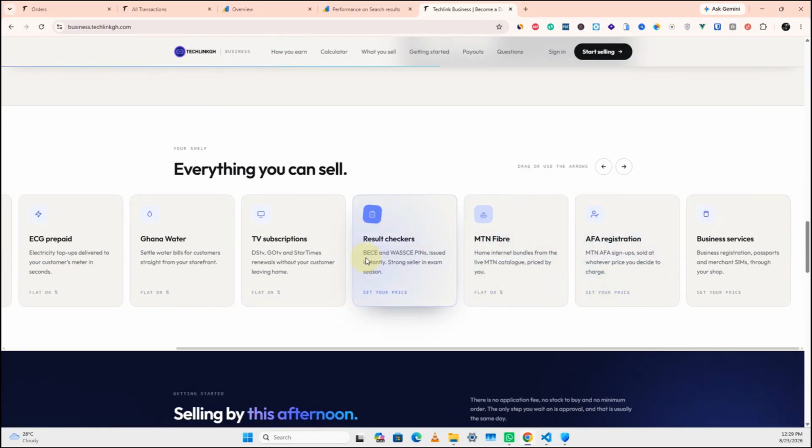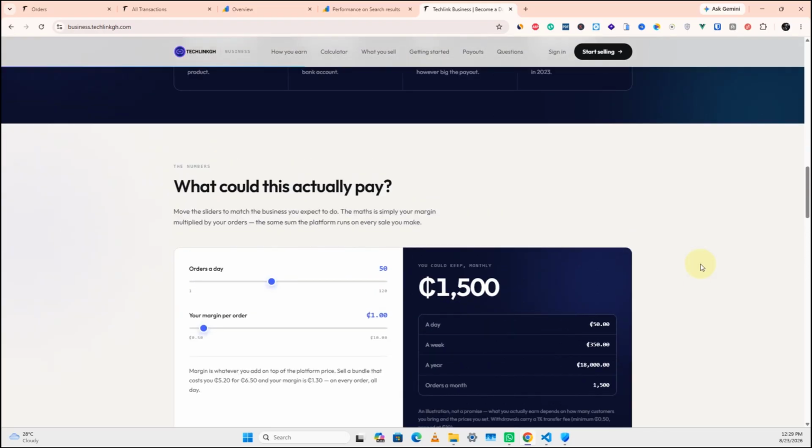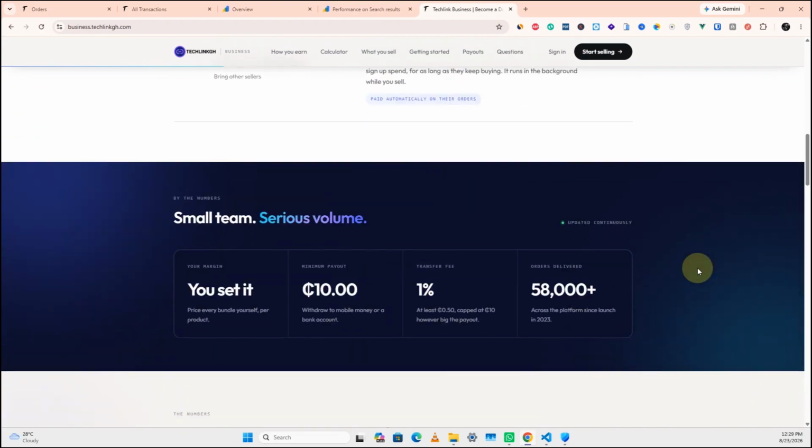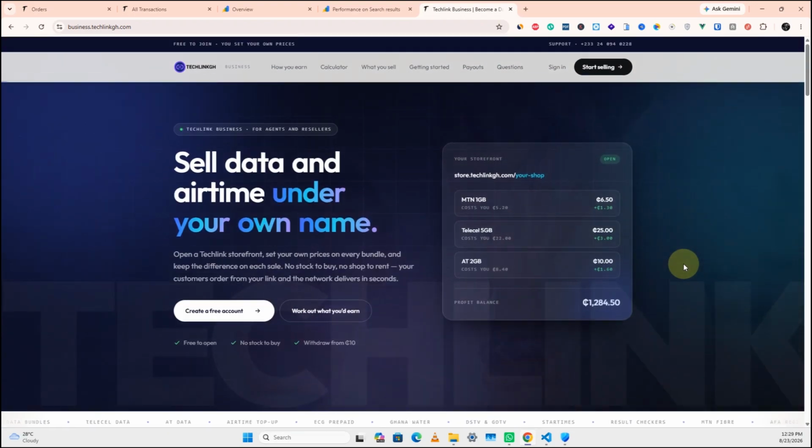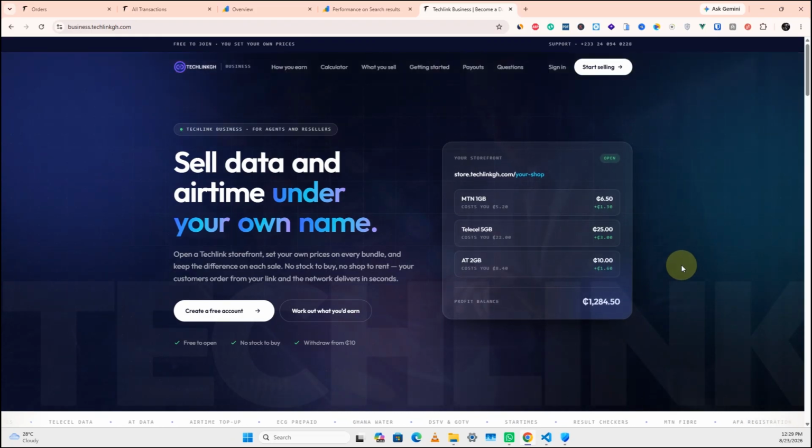And how do you get paid for providing the services? You add your own commission and then you get paid. It's very, very simple. This is free money. You just promote your shop, people will buy from you, and then you start earning.